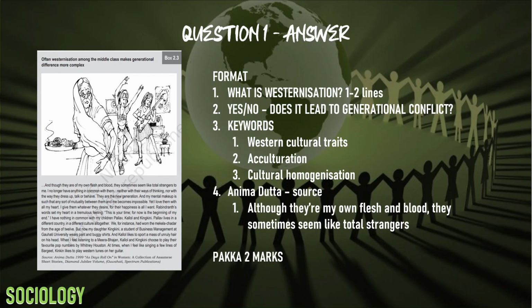And so, to give more weight to your answer and make it practically perfect, you would refer to this box because it contains a lot of real world examples to this case study. And you can even quote the source directly. You can say that, according to a publication by Anima Datta, there's increase in middle class generational conflicts between the older generation and newer generation, especially in joint families, because, and you can quote this statement directly, "Though they're of my own flesh and blood, they sometimes seem like strangers to me.